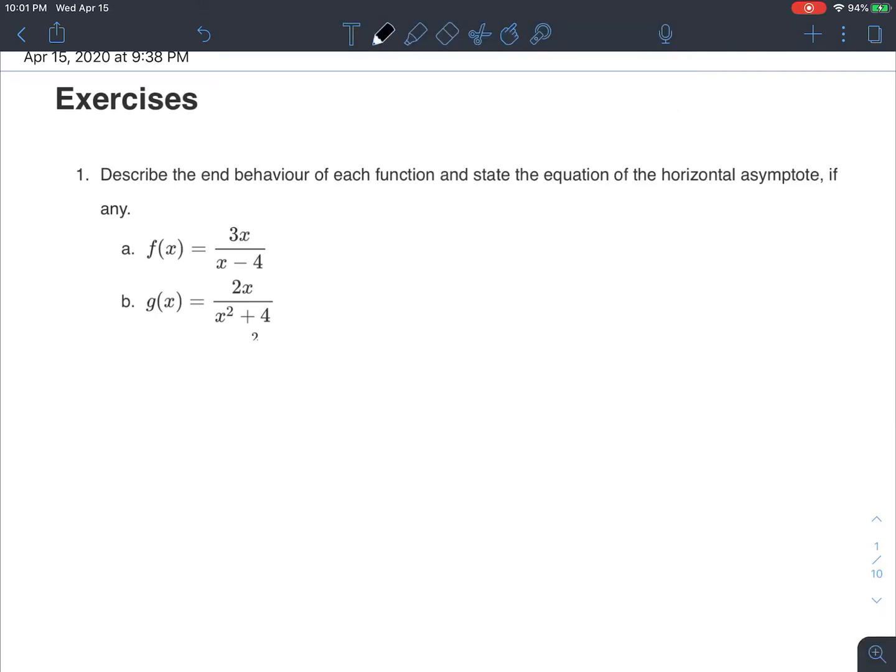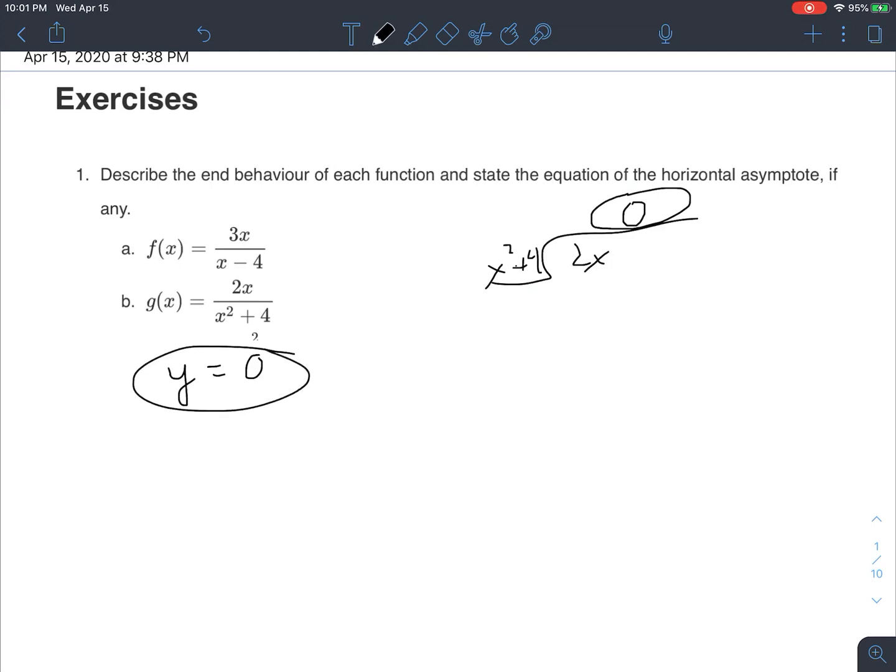The end behavior kind of depends on the way you do it. For me, I like to do the actual division, 2x divided by x squared plus 4, and whatever your answer is up here is going to be your asymptote. But if you look, this is just going to be 0. X squared doesn't go into 2x. So the end behavior is just y equals 0.